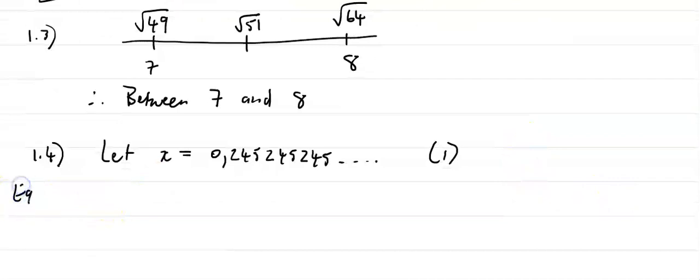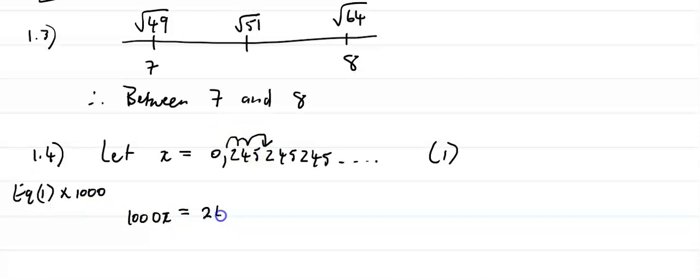So we're going to say equation 1 times 1000. Therefore we'll get 1000x equals, and this comma will move 1, 2, 3 places to the right. You get 245.245, 245, 245, 245, and that's now equation 2.